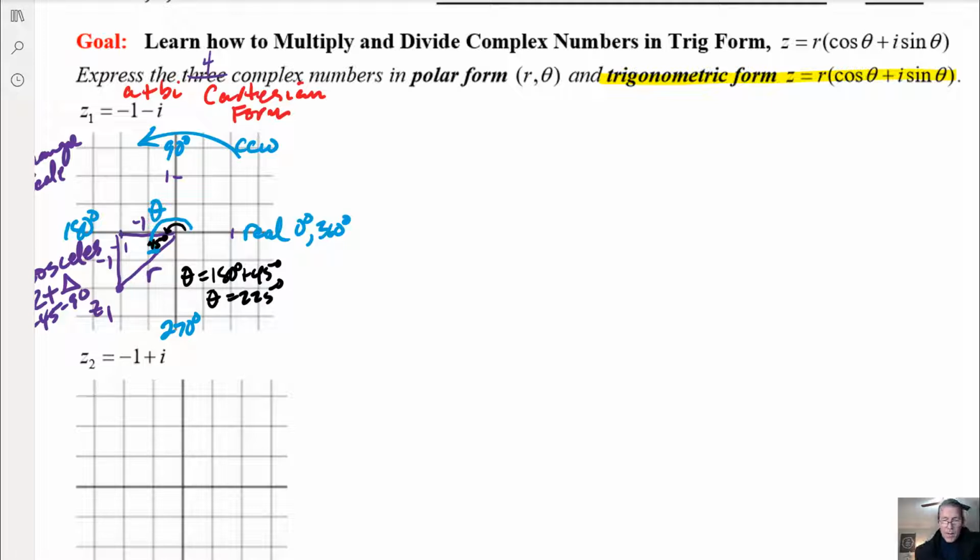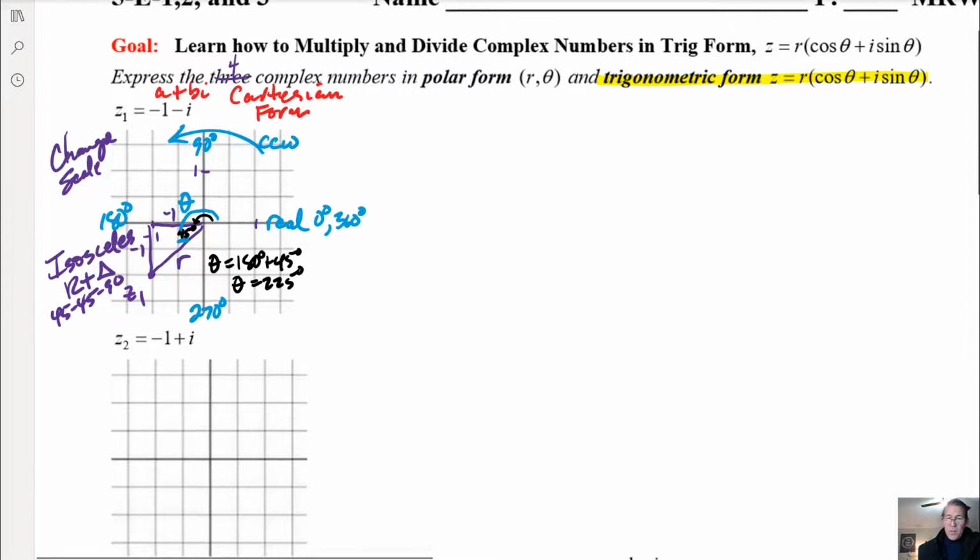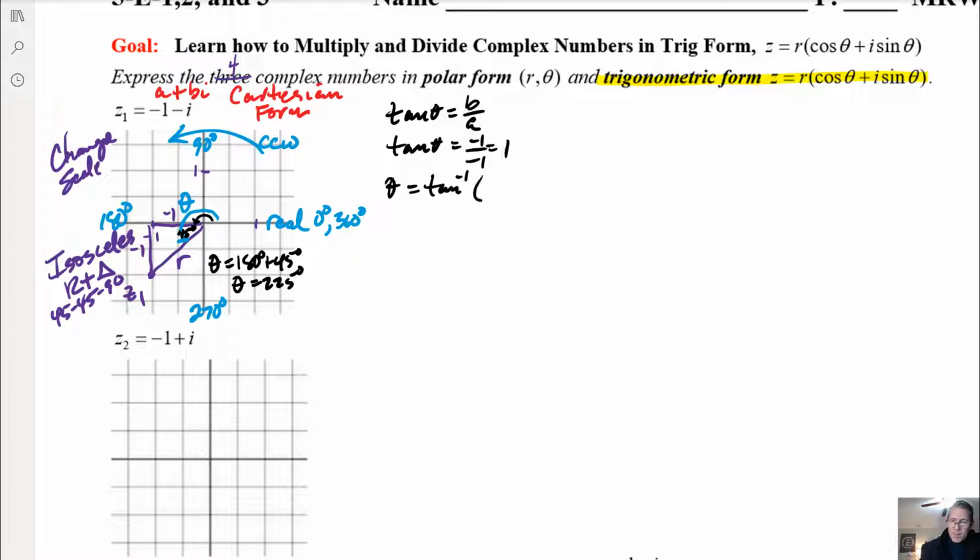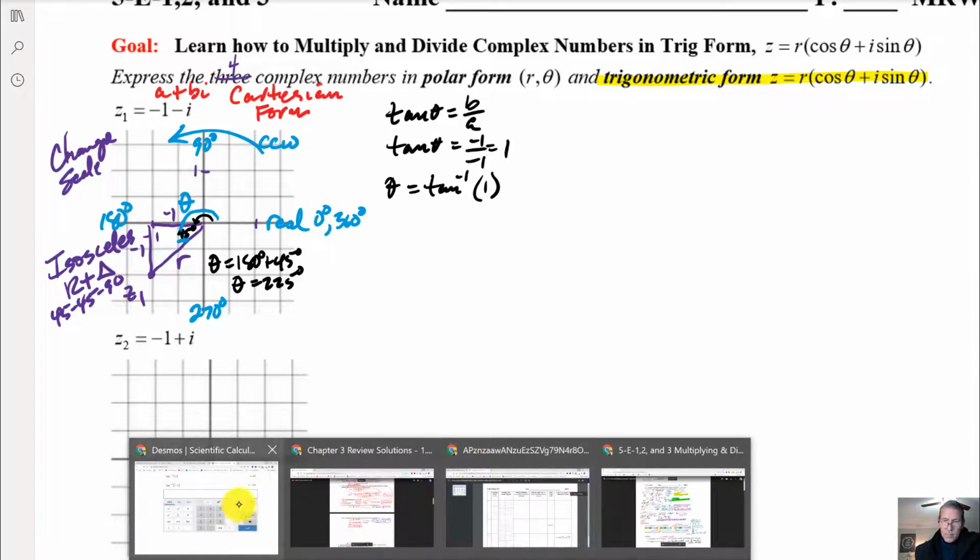Now if you want to use your tangent function and your calculator, you can. If you didn't see that it's isosceles, then you would have to. Remember, tangent of theta is always b divided by a, and a and b are both -1. So in this case, tangent theta is -1 divided by -1, or 1. If you take the inverse of tangent, you'll get your theta. If we do that, let's bring in the Desmos here.